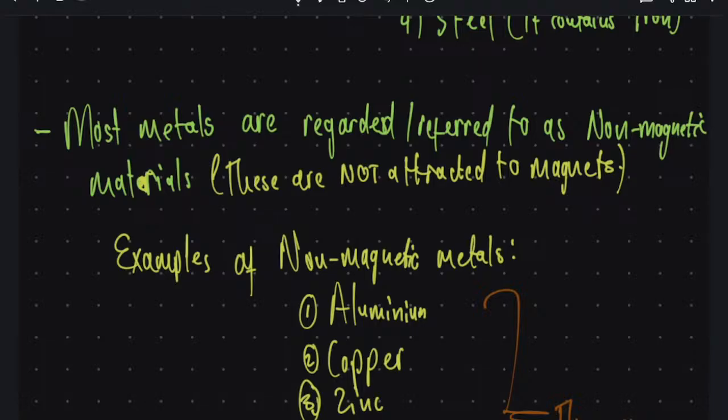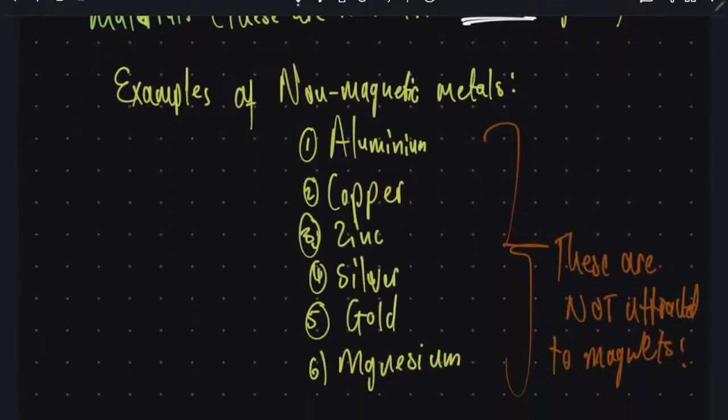Are we together? Then we have materials that are non-magnetic. They never get attracted. They don't get repelled. They just ignore magnets. They don't even move. Whether you put a magnet close to it, far from it, whatever, it has no relationship with the magnet. These are not attracted to magnets, neither are they repelled by magnets.